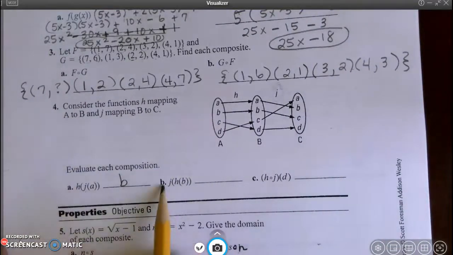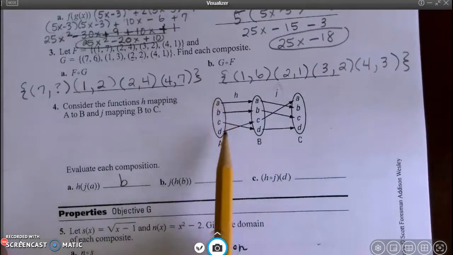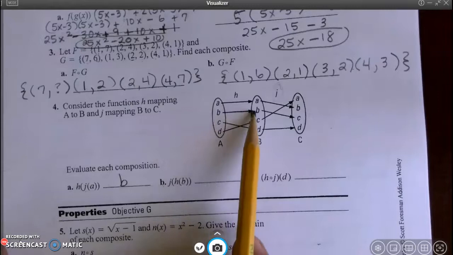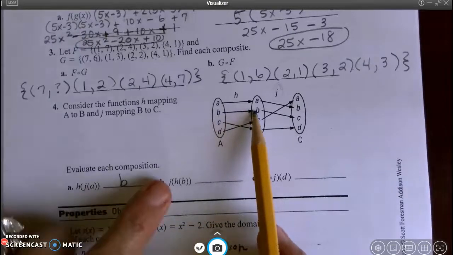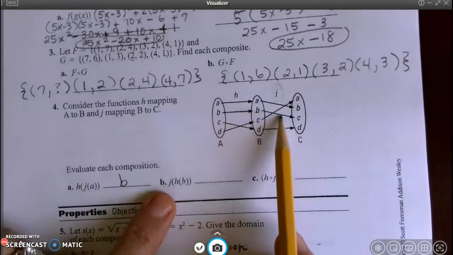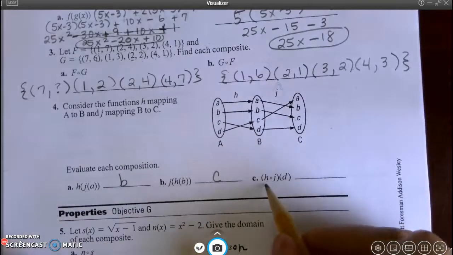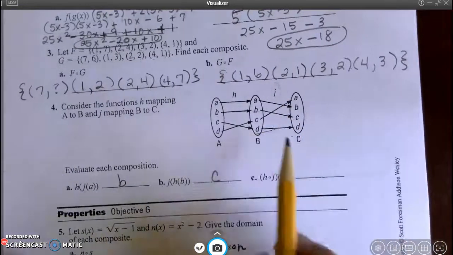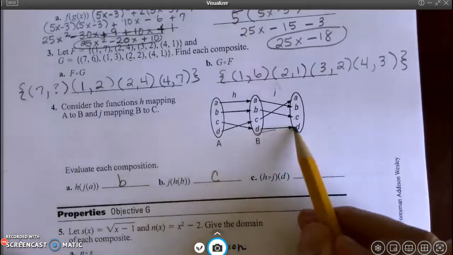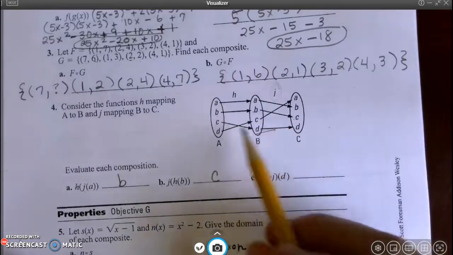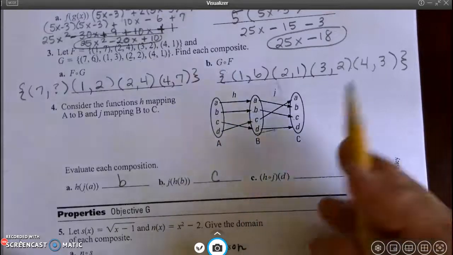Let's start here with B. Start at H at B. The H function, where does B map? B maps to B, then take it in the J function, it maps to C. With this notation, still you start with J. The J function takes D and maps it to D. Put D into the H function and you get C.